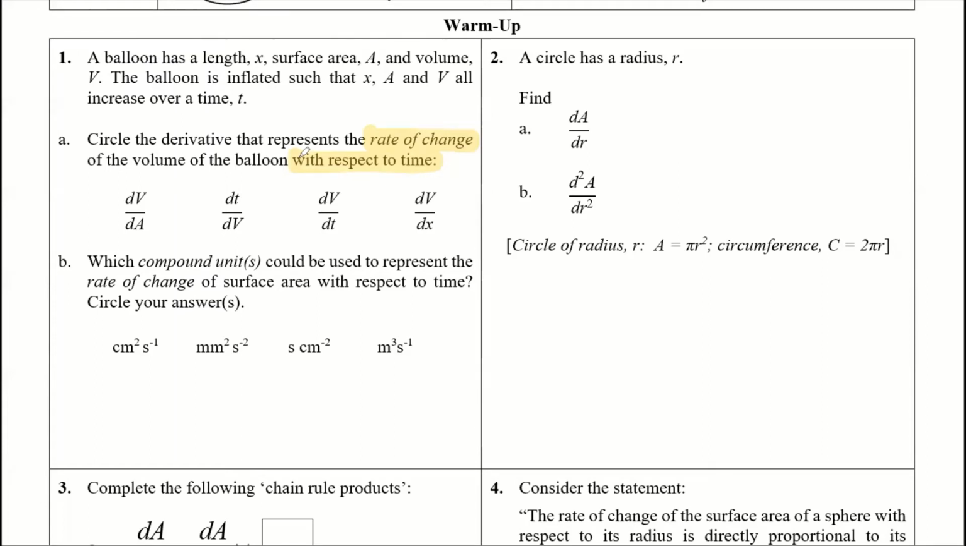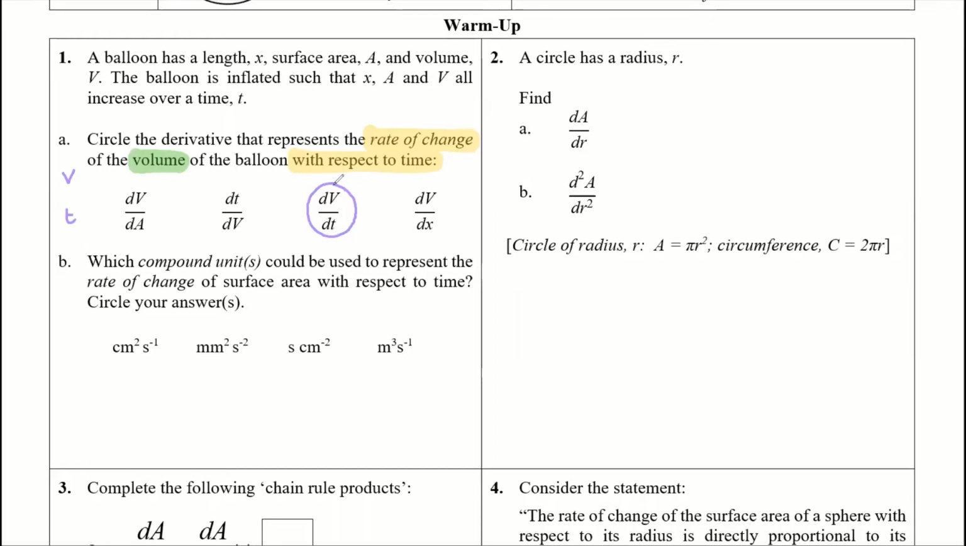So if I'm differentiating the volume with respect to time, that's telling me I need to have a derivative which features V in the numerator and t in the denominator. dV by dt, in other words. So can we see dV by dt? There it is. So that's the rate of change of the volume with respect to time.